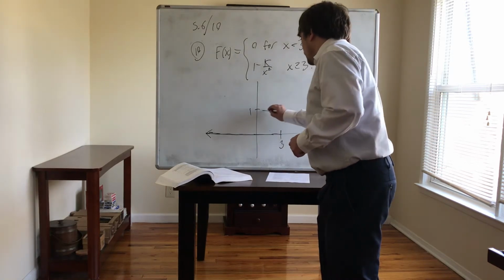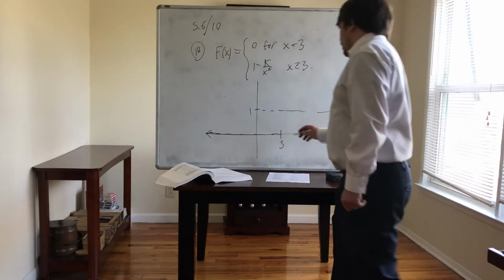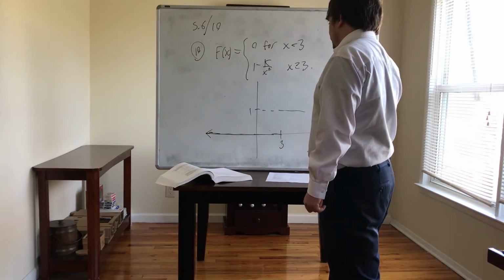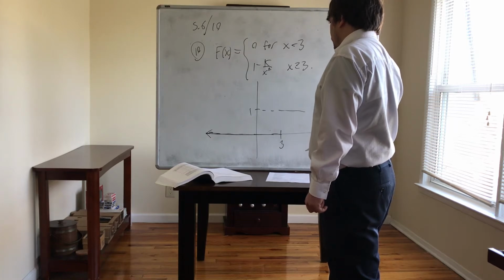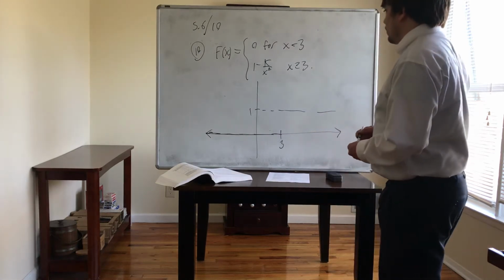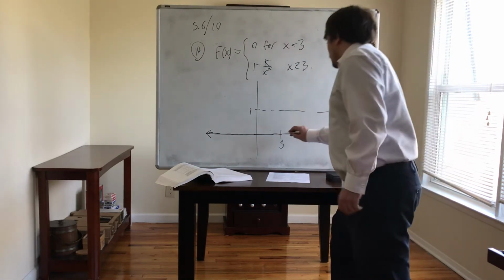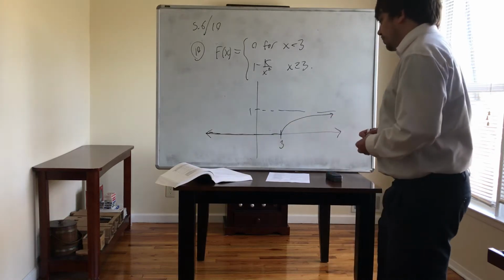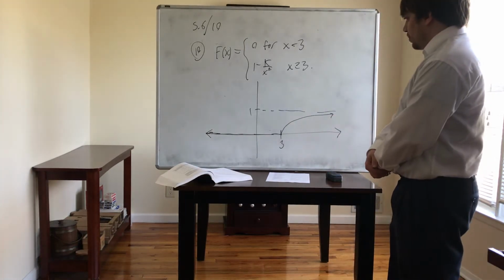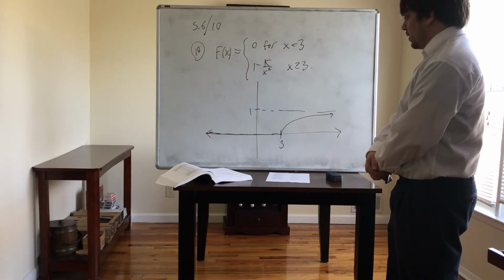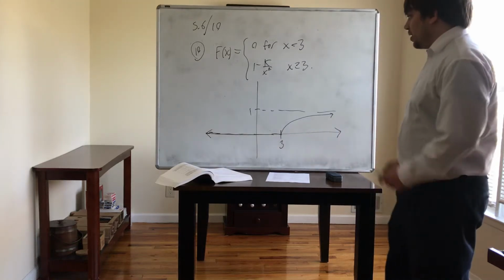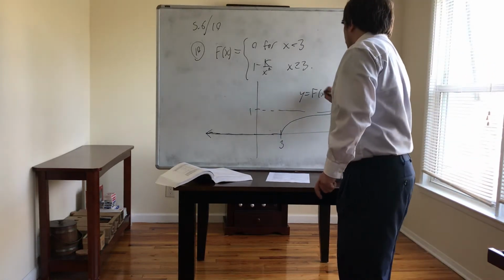So here's the value of 1. And it's just going to start, it's going to look, I think, something like this. Okay? Just negative. Okay? And so it'll look something like that. So that'll be y equals capital F of x. And that's part B.